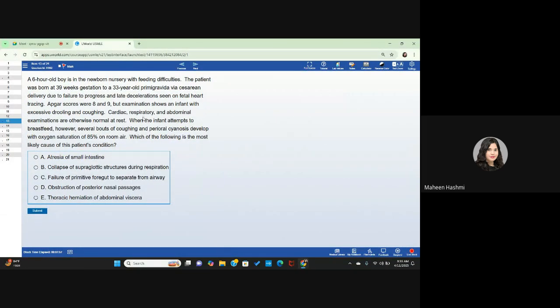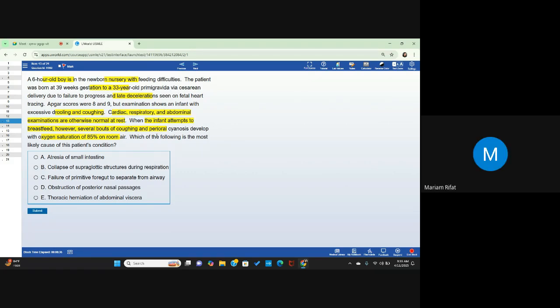All right. When the infant attempts to breastfeed, however, several bouts of coughing and perioral cyanosis develop, with an oxygen saturation of 85%. Which of the following is the most likely cause of the patient's condition? We have a newborn in the nursery with feeding difficulties. The patient was born at 39 weeks gestation to a 33-year-old primigravida via C-section due to failure to progress and late decelerations. All right, excessive drooling and coughing. Everything else is normal. What's happening?